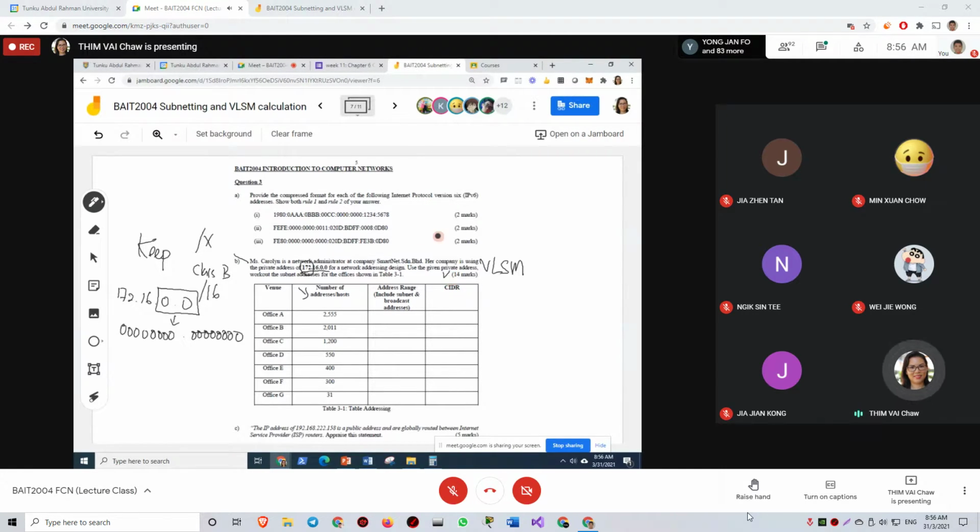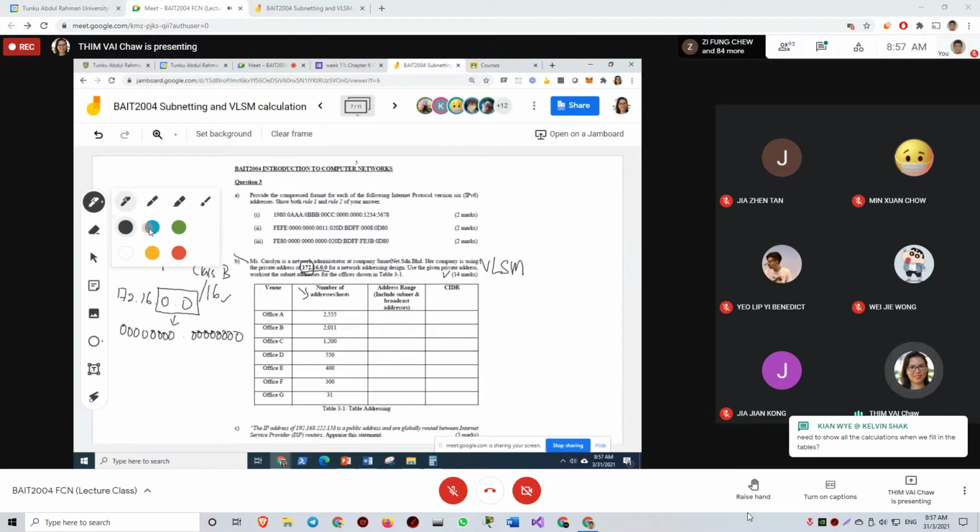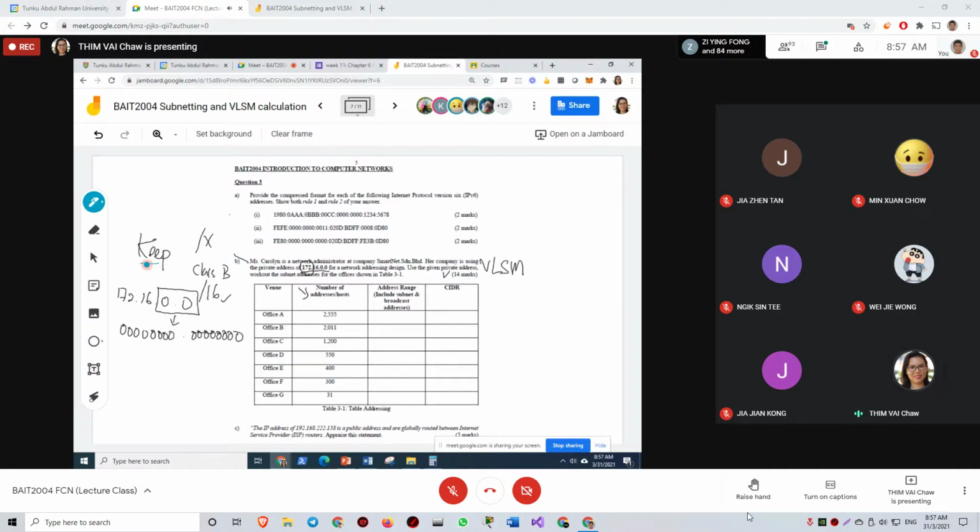Okay, so now, let's move on to this question and see how we are going to do this. From here, I already expanded the numbers. I already told you the original is a prefix length of /16. So now I always need to think about keep. How many bits do I need to keep to ensure that I get 2555 usable host addresses? In this case, I'm going to keep 12 bits. So remember, I keep 12 bits.